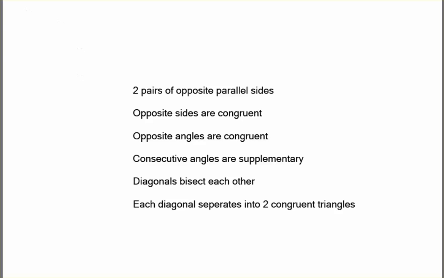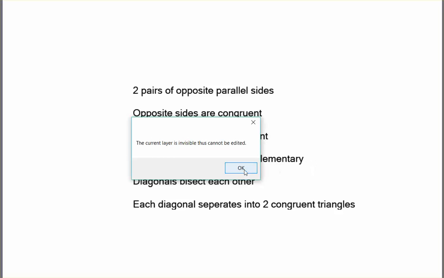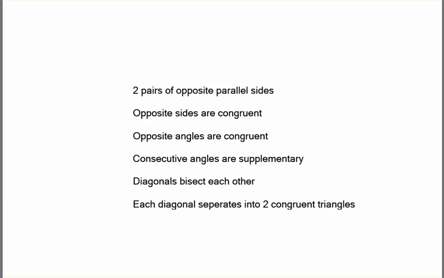So remember, by the definition, a parallelogram has two pairs of opposite parallel sides. And then also the opposite sides are congruent, opposite angles are congruent. The consecutive angles, so the angles that are right next to each other, are supplementary. Remember, supplementary means that the two angles add to be 180. And then also the diagonals of the parallelograms bisect each other.